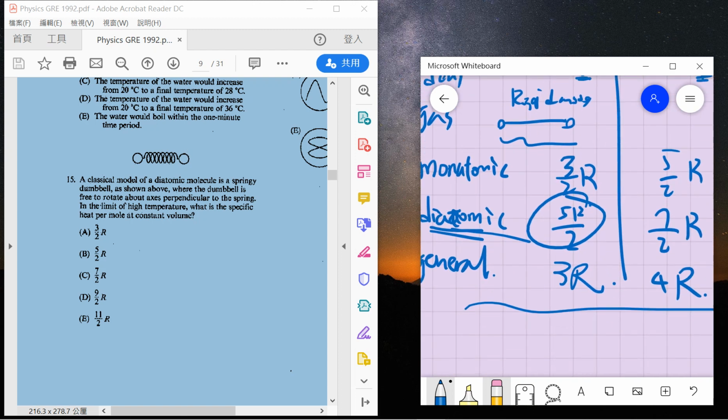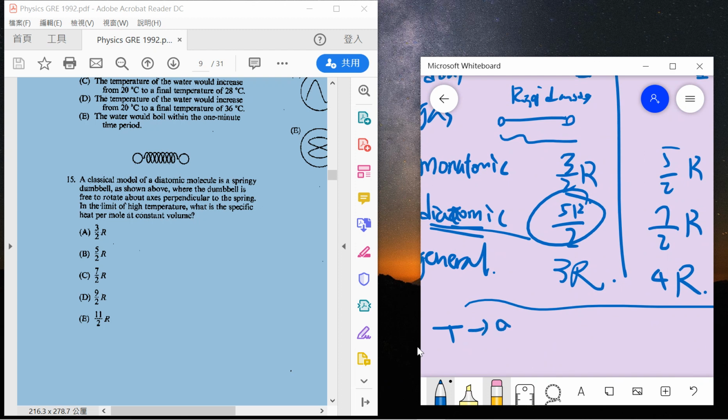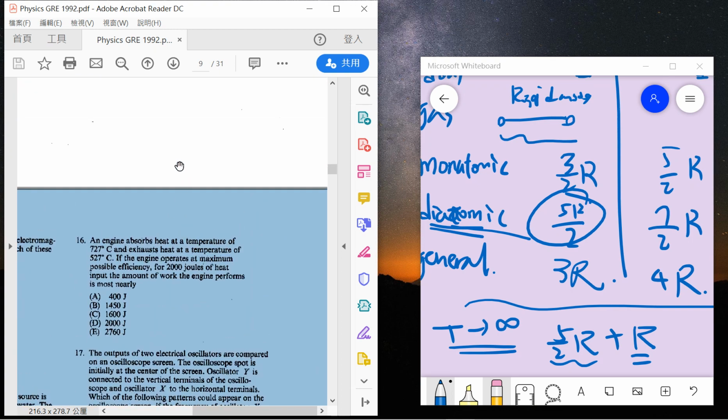But now when the temperature goes very high, you need to add a vibration mode. So there's 1 R for the vibration. So the answer is C. Why is there vibration? Because there is a spring model here.